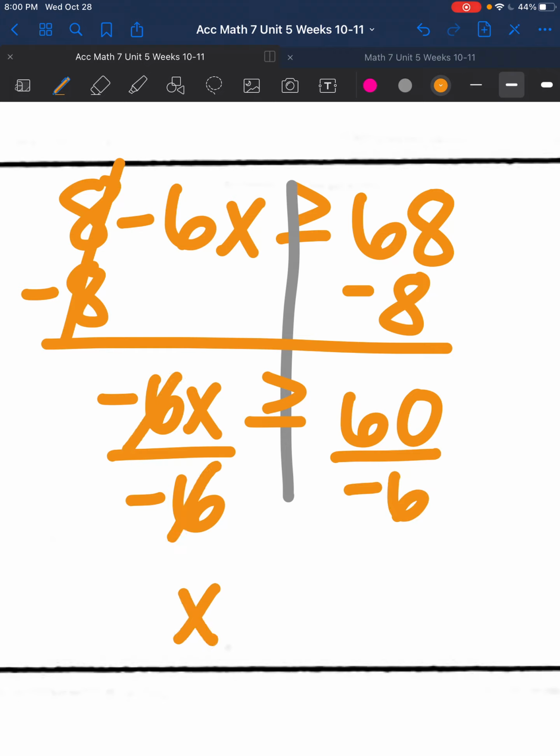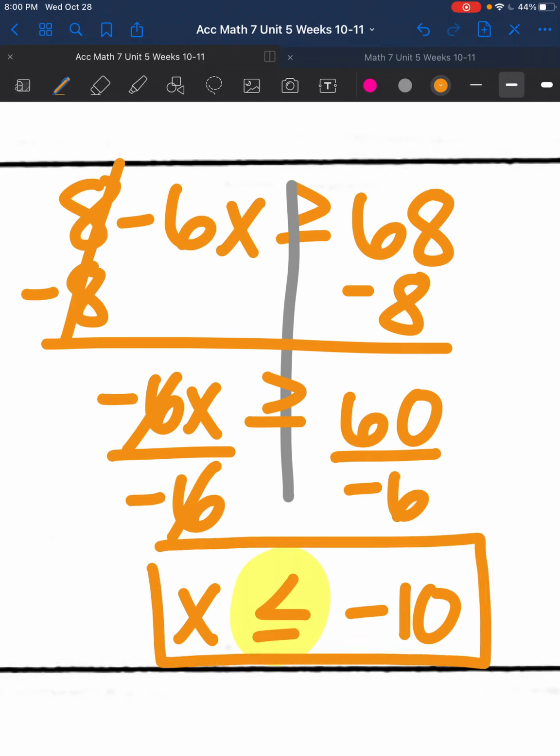So that leaves me with x is something compared to negative 10. But careful here, because we divided by a negative number. And when you divide by a negative number, you must flip your inequality sign. So instead of using greater than or equal to, I'm using less than or equal to. x is less than or equal to negative 10, and that is my solution. And remember, we flipped our inequality sign because we divided by negative 6 right there.